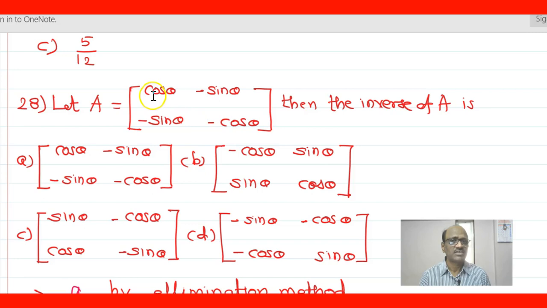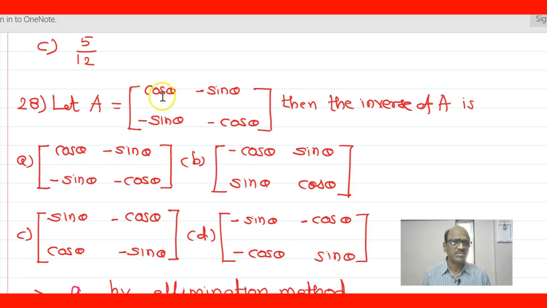Now find the cofactors of the cos theta. The cofactor of cos theta is minus cos theta, and minus minus will become plus, and hence the first term will be plus cos theta. Therefore the first option is correct, and therefore we will always apply the elimination method.